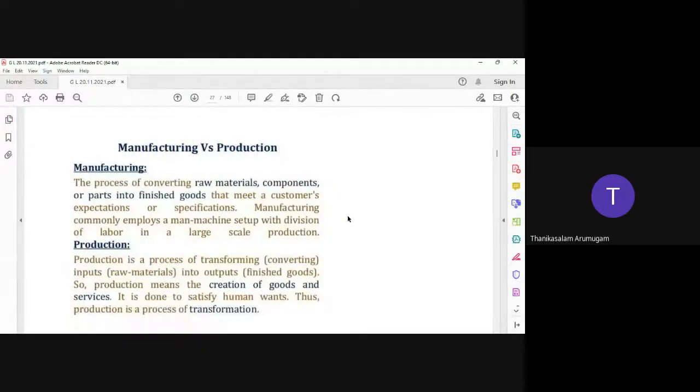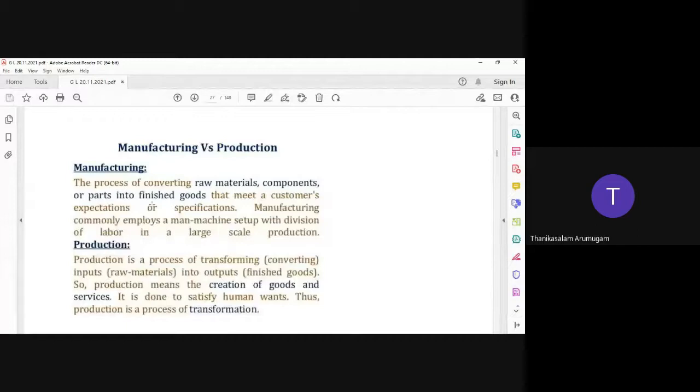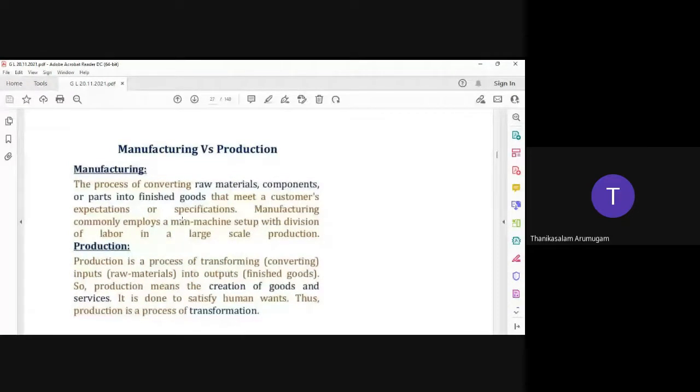So what is the difference between manufacturing and production? Manufacturing is the process of converting raw materials, components or parts into finished goods that meet a customer's expectation or specification. Be careful: manufacturing generally employs a man-machine setup with the division of labor in large scale production. If you watch any two videos from a manufacturing company, you will see a lot of people working with machines.